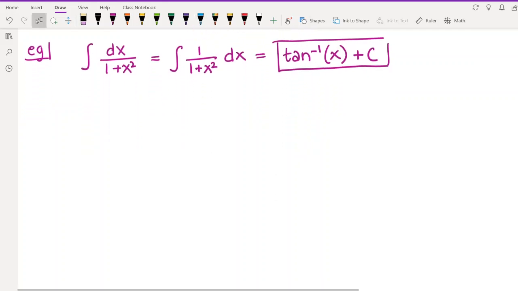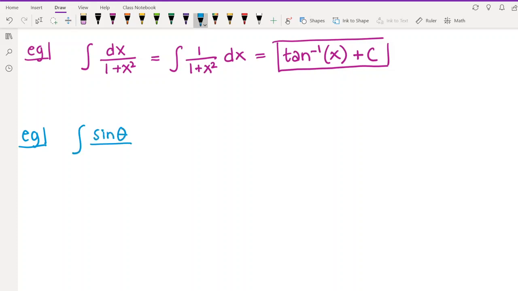Okay, a couple more examples. Let's look at now the integral of sine of theta over cosine squared of theta d theta. This is an integral where we'll actually learn a new method.